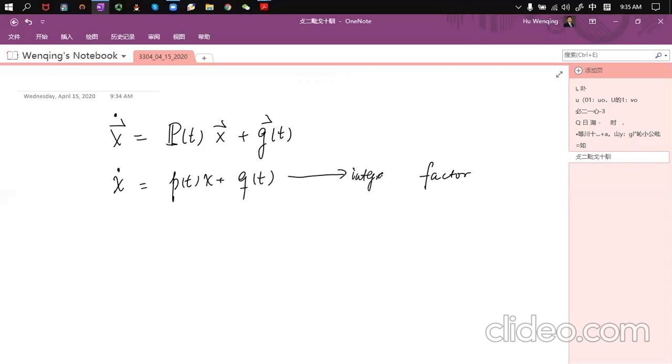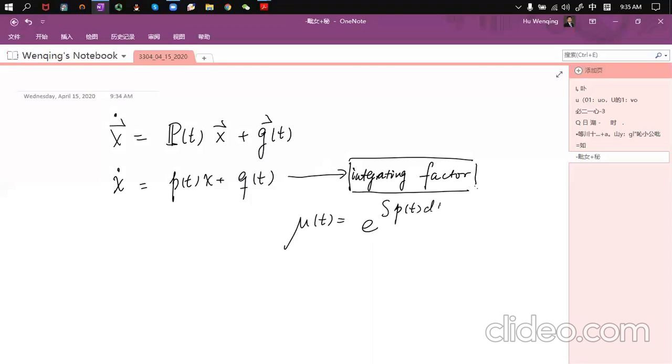Very good, I like it. So the integrating factor method. And what is the integrating factor? The integrating factor mu of t is e to the power of the integral of p of t dt. Remember, this equation is already in the standard form. We talked about it and emphasized it before. So that's the integrating factor.